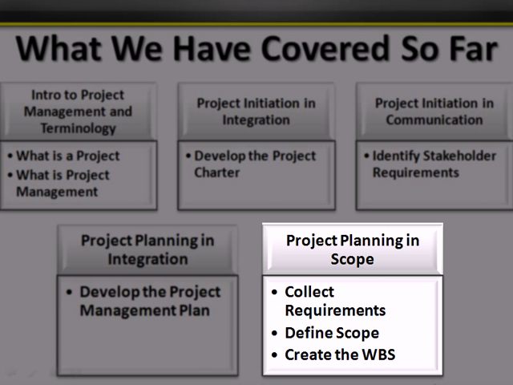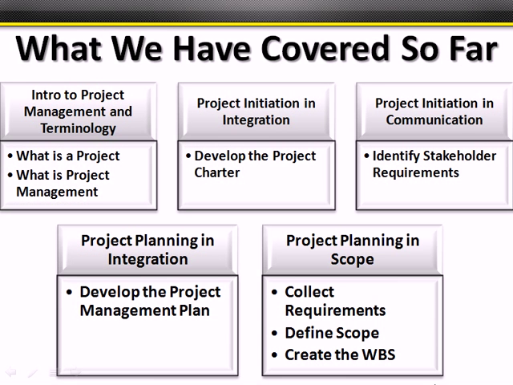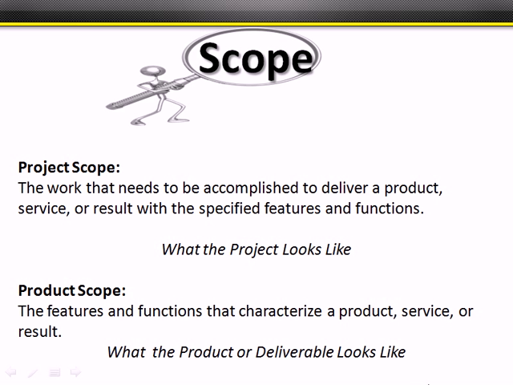And then we just wrapped up project planning and scope, collecting requirements, defining the scope, and ultimately creating our WBS and our scope baseline. A couple different types of scope have to be planned for: project scope and product scope. Project scope is the work that needs to be done to deliver the product, service, or result within the specified features, functions, and requirements. It's what the project looks like.